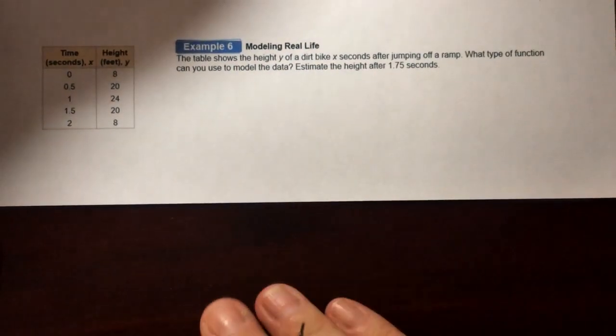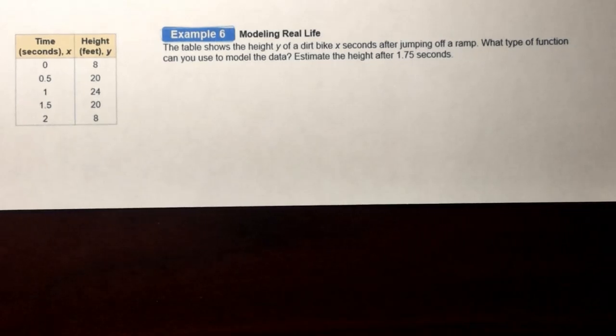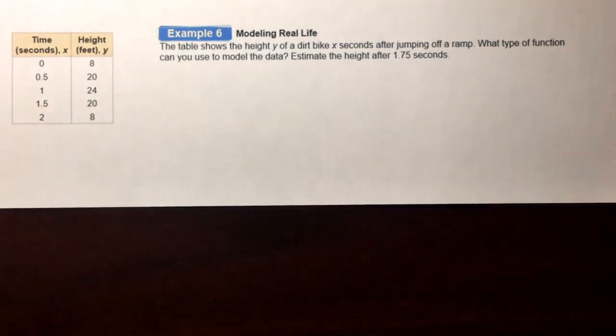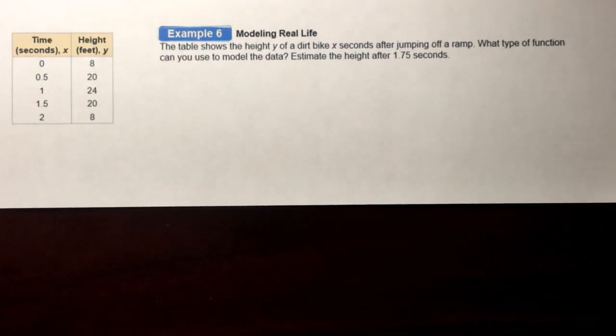I know we don't love word problems, but it's okay. I tried to break them down as easy as possible for you. And this isn't a bad word problem. All right, it says that the table shows the height of a dirt bike x seconds after jumping off a ramp. What type of function can you use to model the data? And then they want us to estimate the height after 1.75 seconds.